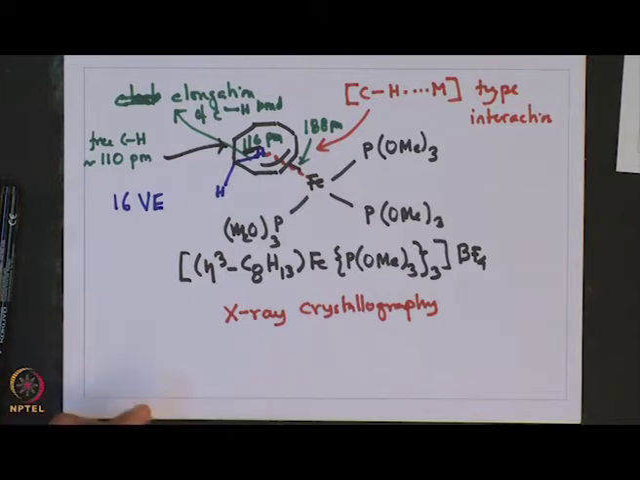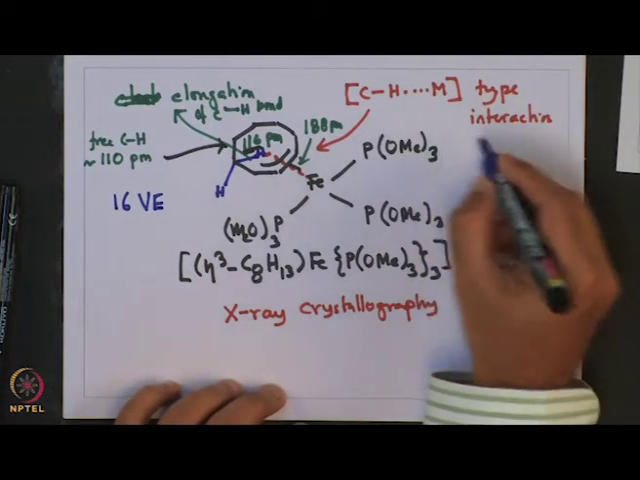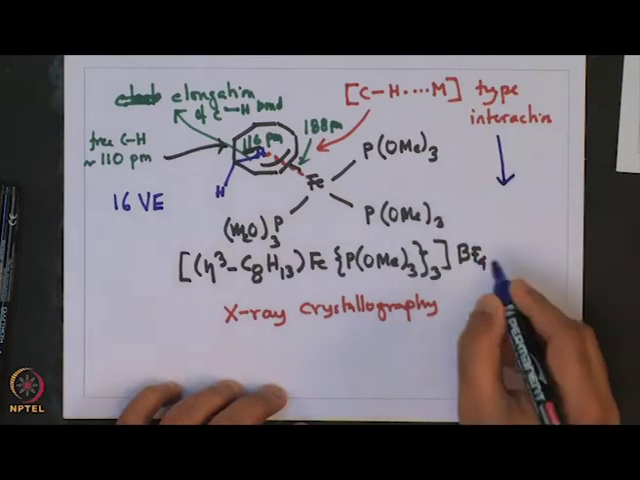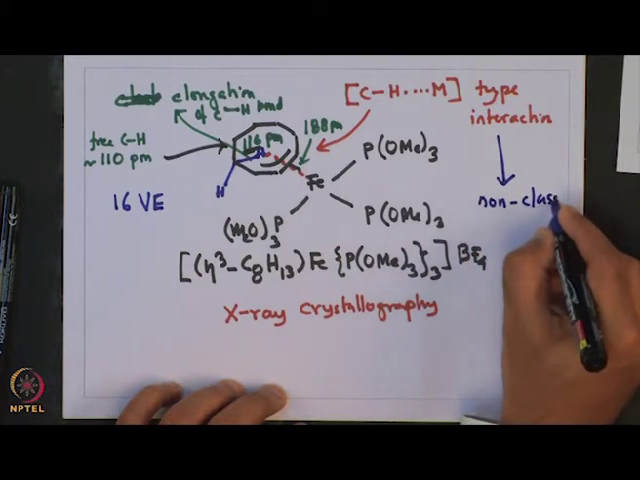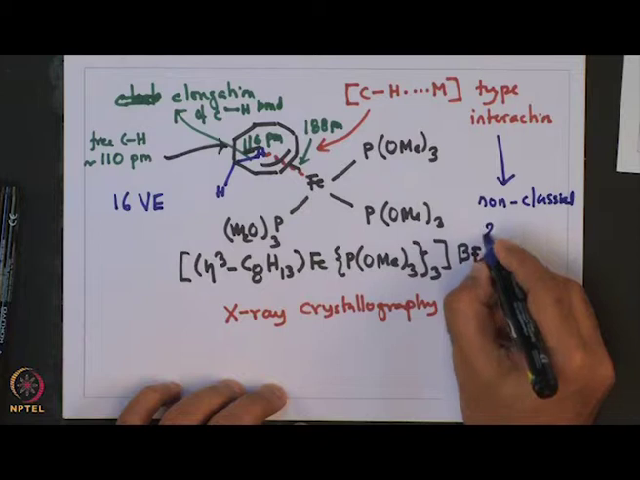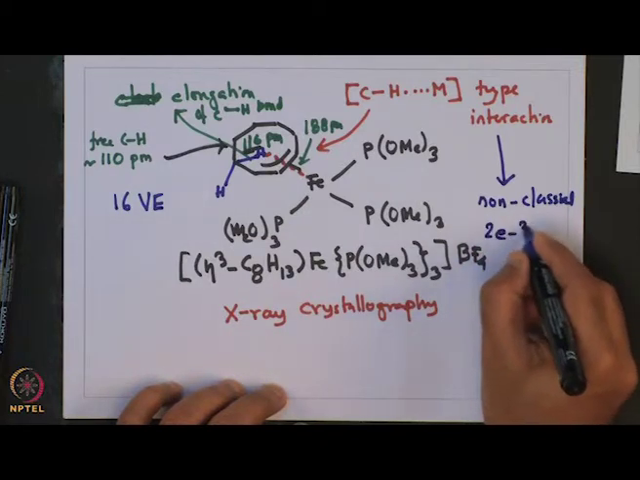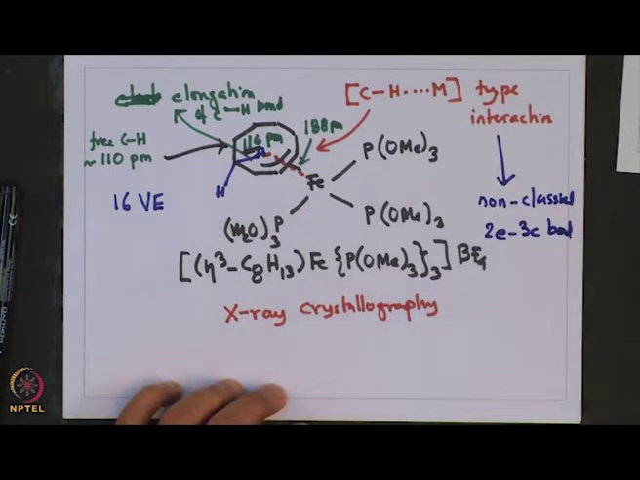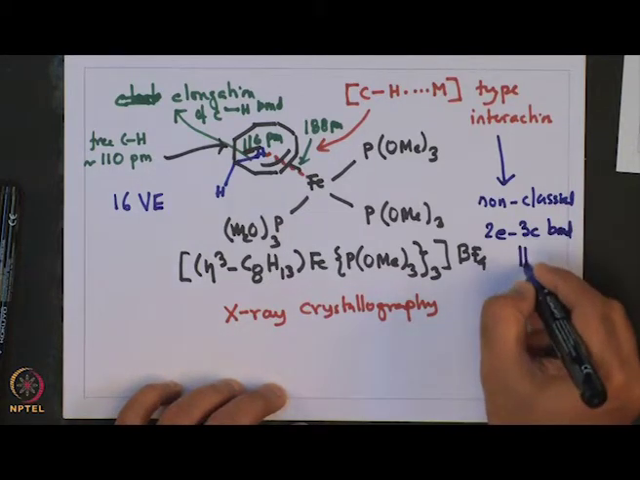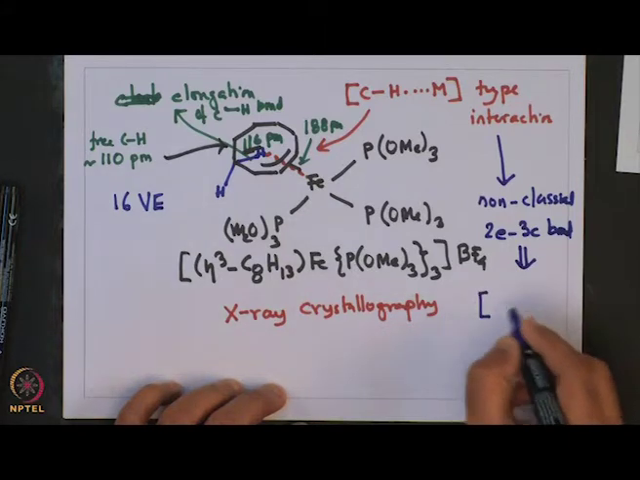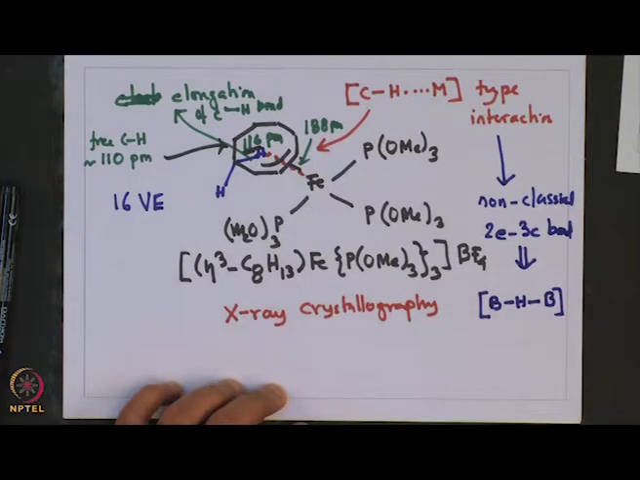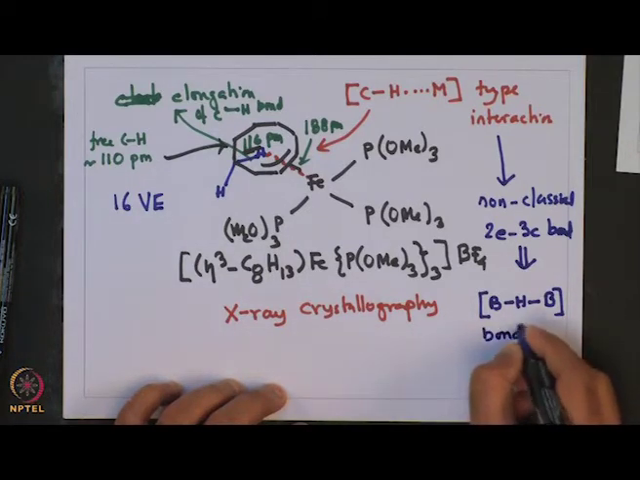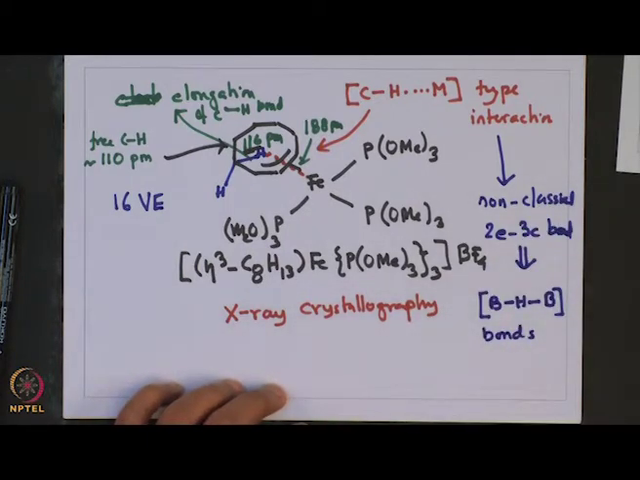So, what we see is that this kind of agostic interaction is a non-classical two electron 3 center bond, similar to the B-H-B bonds that we are familiar with, displaying such non-classical 3 center 2 electron bonds.